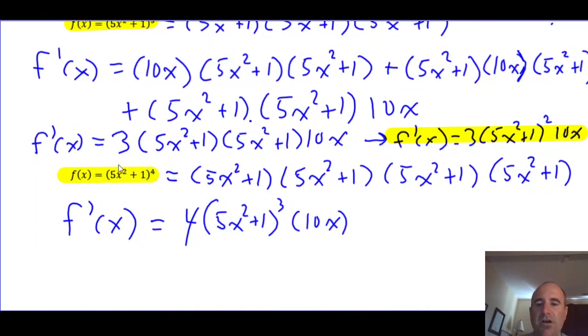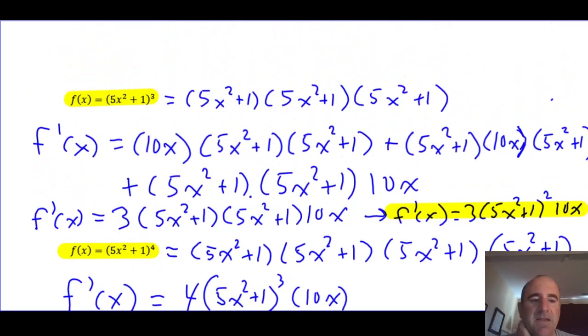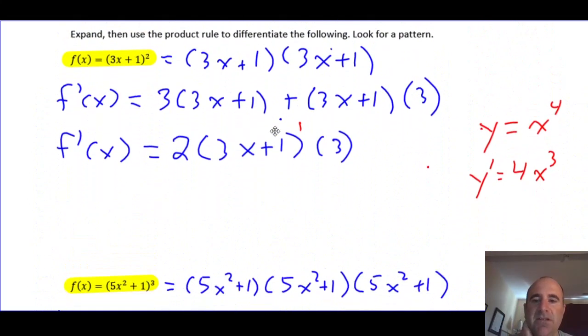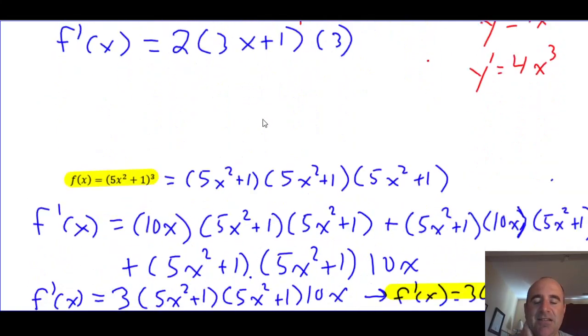The 4 comes down here. Okay, the exponent drops by 1 to a 3, but then we have this 10x. So really, this is a lot like the power rule. The only difference is we treat this like it's a power. We do 2 times 3x plus 1 to the power of 1, but then we multiply by the derivative of what's on the inside.